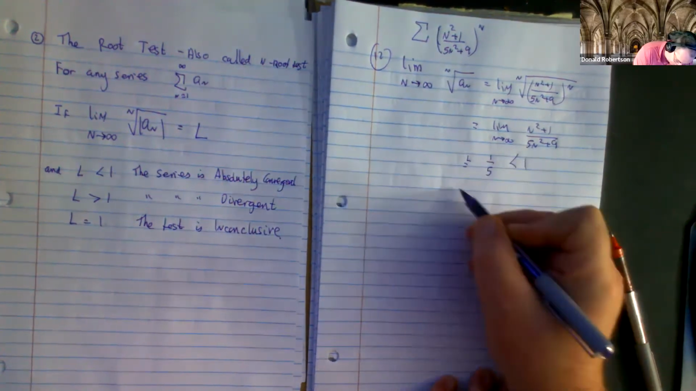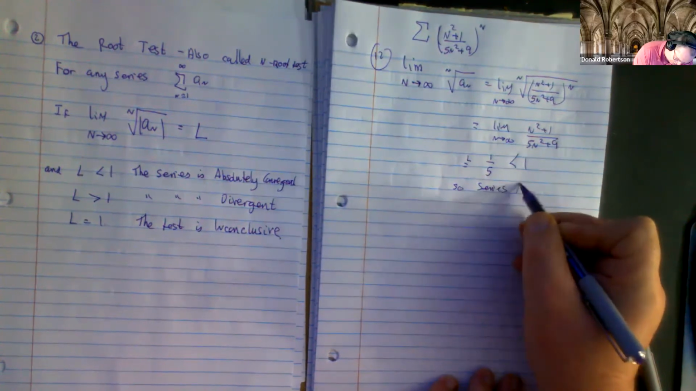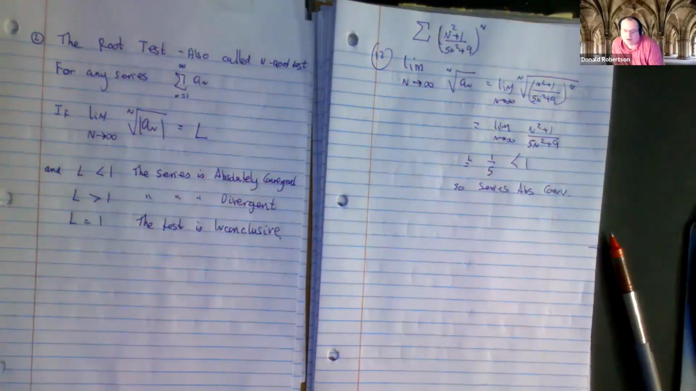And that is less than 1. So that means the series is absolutely convergent. It was pretty quick, actually, even quicker than the ratio test, wasn't it?